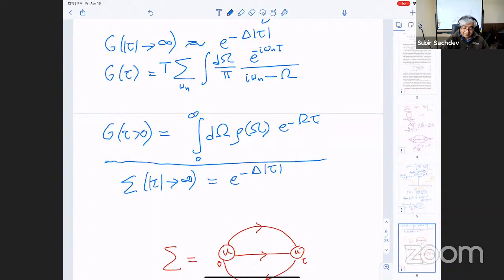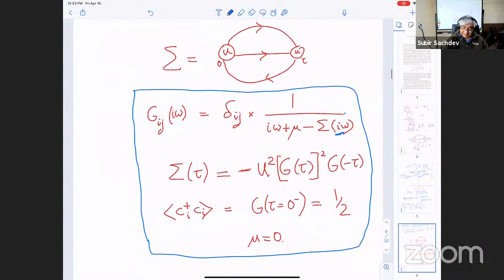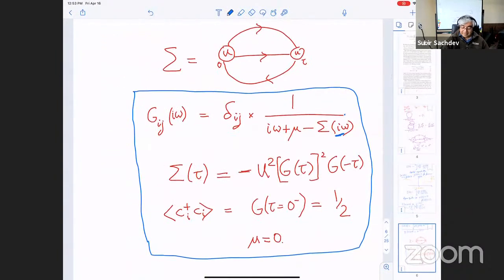Okay, so now let me plug this in here. And I come up with a problem. On the right-hand side, take tau to infinity. As tau goes to infinity, this is decaying as e to the minus delta tau. This is also decaying as e to the minus delta tau. So the whole thing decays as e to the minus 3 delta tau.